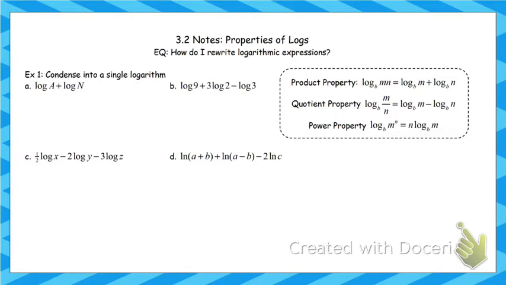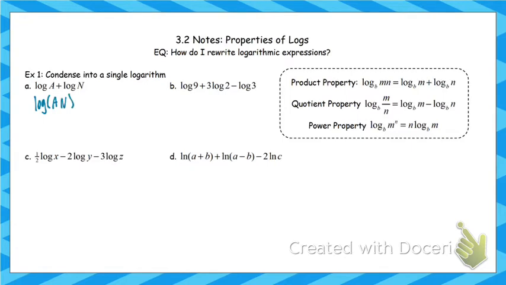In order to condense logs, there's a few things you want to look at. You want to look at the operation that's happening between the logs. So if two logs are being added together, then you can take the two arguments and multiply them together and write it as a single log. So this first one can become log of a times n.